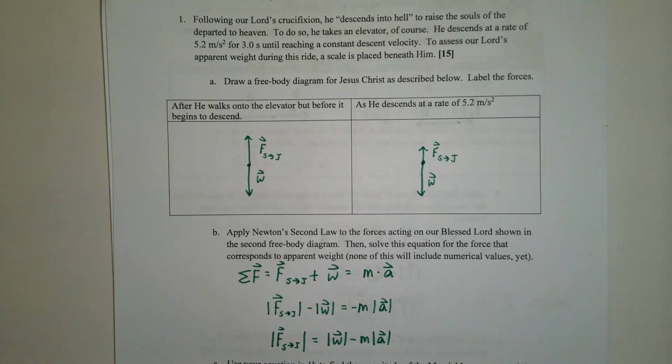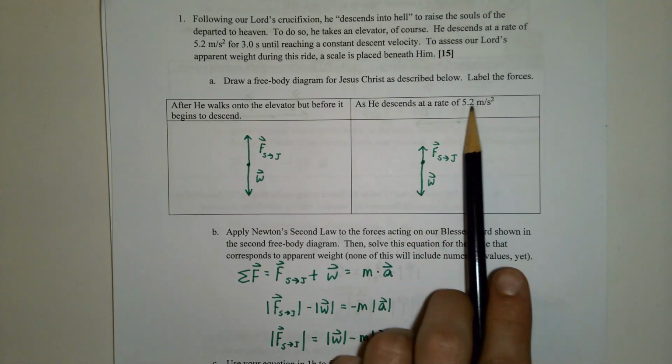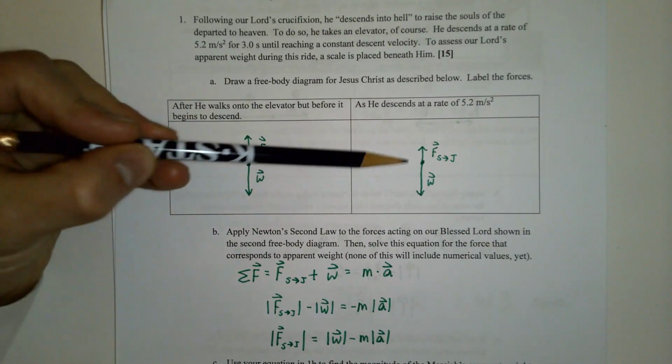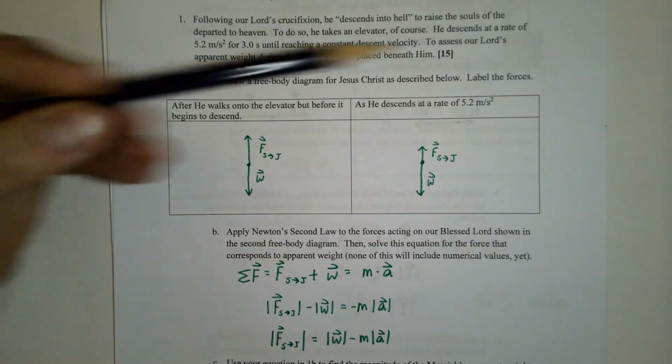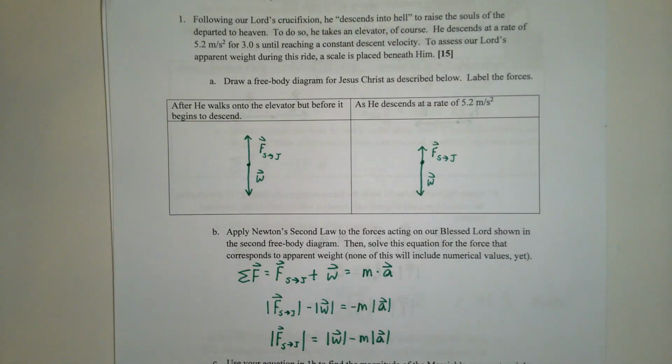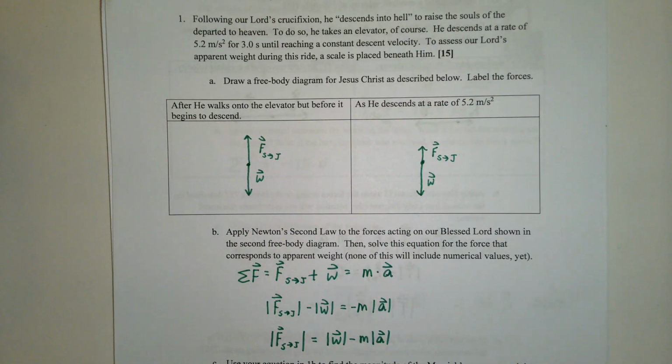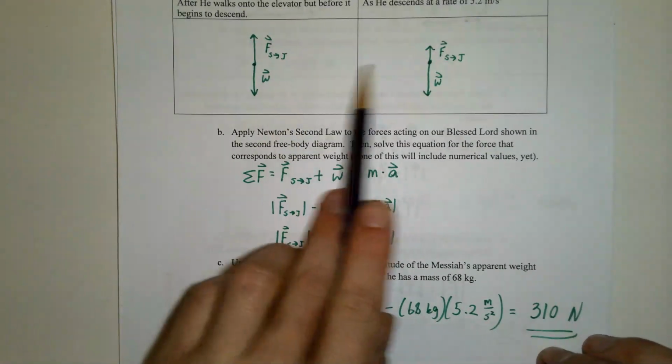That circumstance is not true whenever he begins descending at some rate of acceleration. Because he's accelerating, there must be some net force. We would show that that net force is downwards in the same direction as the acceleration. And so the weight vector must be longer than the force of the scale on Jesus, so he's going to feel lighter. We resolve, mathematically speaking, Newton's second law for this picture that we have up here.